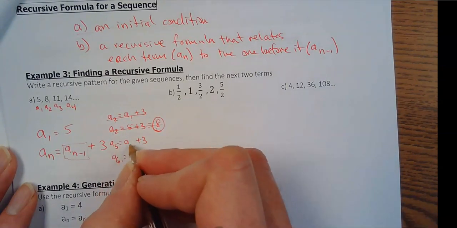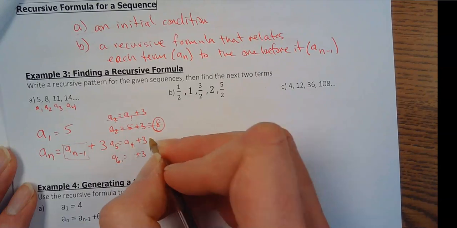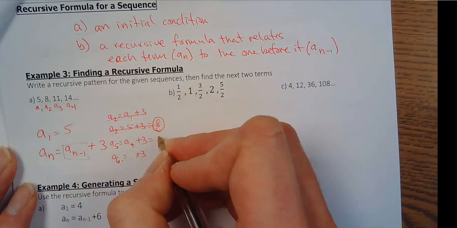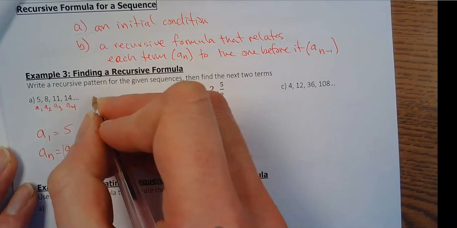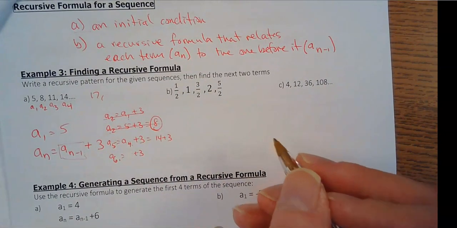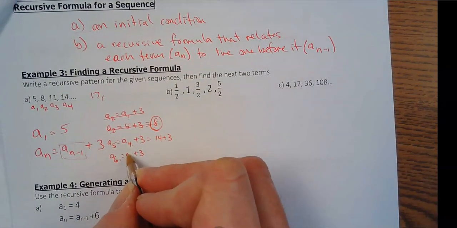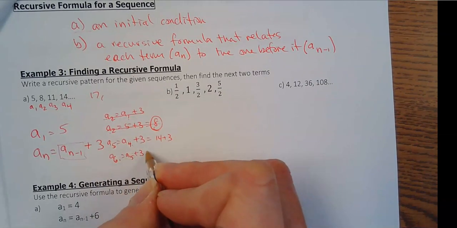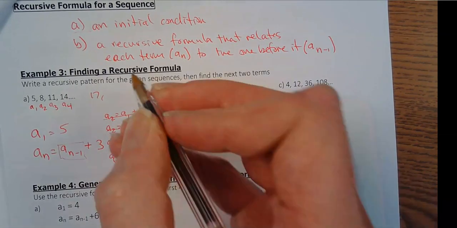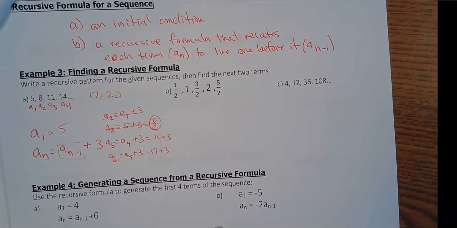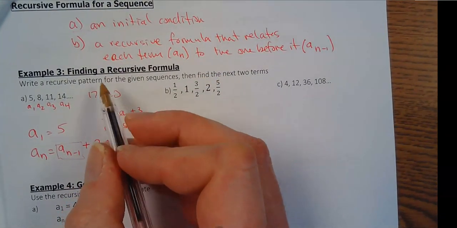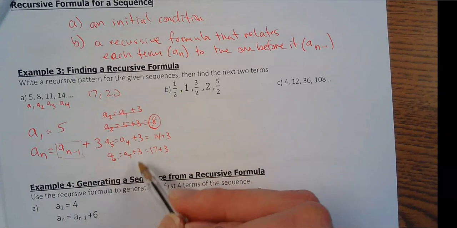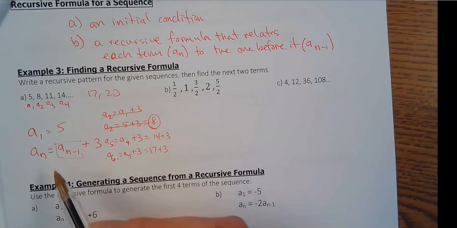Well, a sub 5 is going to be a sub 4 plus 3. A sub 4 is 14, so 14 plus 3 is 17. To find a sub 6, I've got to take a sub 5 plus 3. Well, a sub 5 was 17, so this would be 17 plus 3, which is 20. And I know you could have found that easier just by adding 3, but I'm showing you how the notation works, what this notation is.